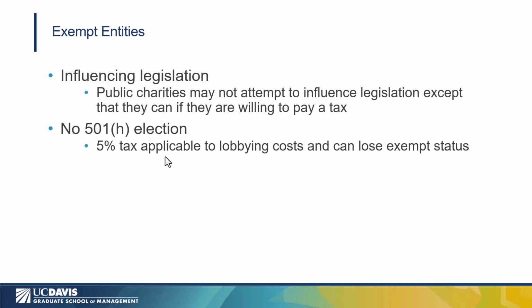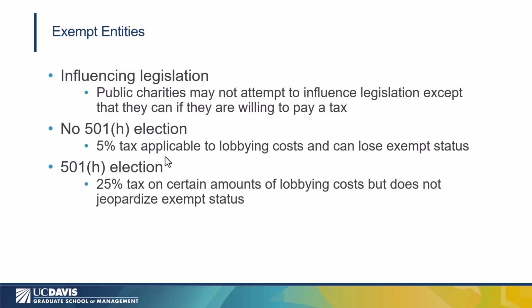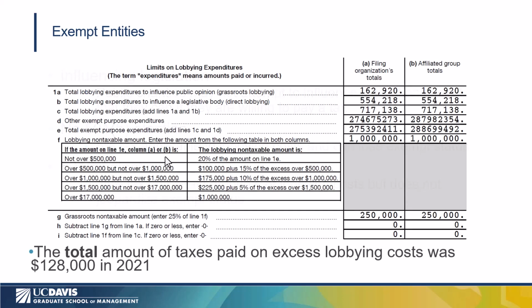So the alternative is, let's take a risk-averse approach. You make the 501(h) election. Now the tax goes up to 25% on certain amounts of lobbying costs, but you're not jeopardizing your exempt status because you're basically saying, look, I'm putting you on notice. Hey, we have these sorts of costs and I'm going to report them to you.